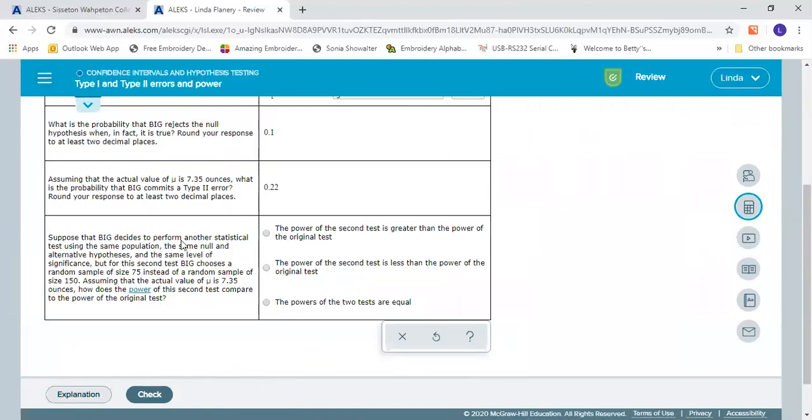Suppose that Big decides to perform another statistical test using the same population, the same null and alternative hypothesis, and the same level of significance. But for the second test, Big chooses a random sample size of 75 instead of the random sample size of 150. So he went from 150 down to 75. He decreased the number of people in his sample. What happens when you decrease the number of people in your sample? The power of the test is going to go down. So the power of my test is going to be less than.